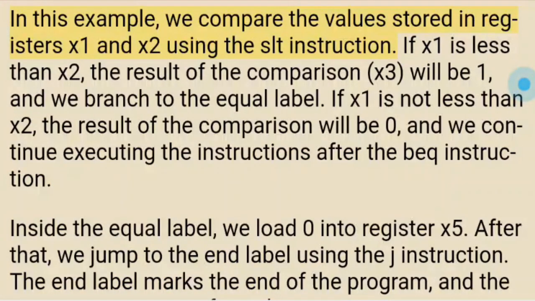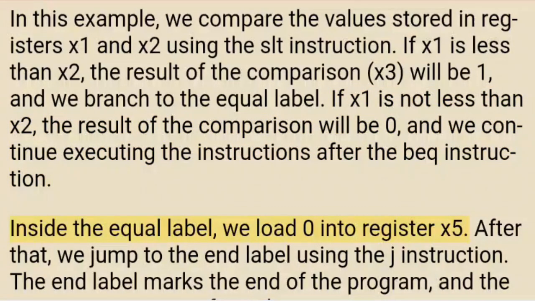In this example, we compare the values stored in registers x1 and x2 using the SLT instruction. If x1 is less than x2, the result of the comparison, x3, will be 1, and we branch to the equal label. If x1 is not less than x2, the result of the comparison will be 0, and we continue executing the instructions after the BEQ instruction.